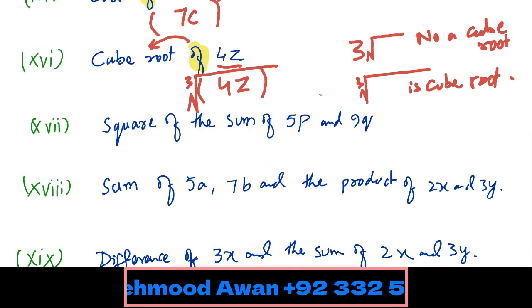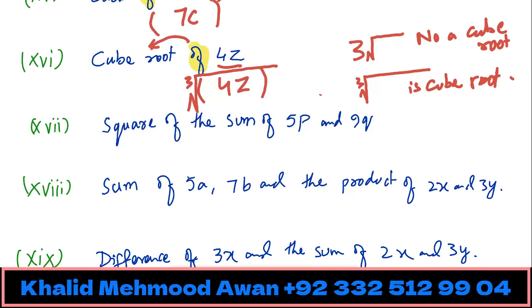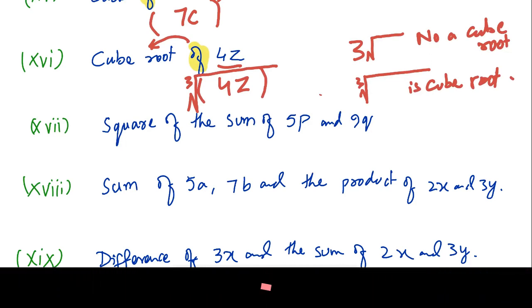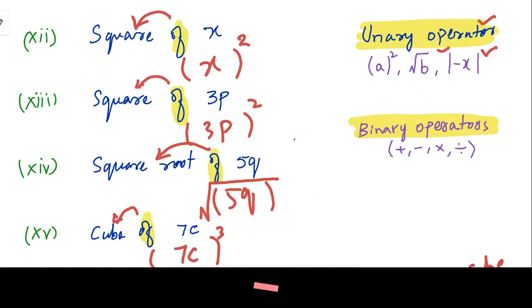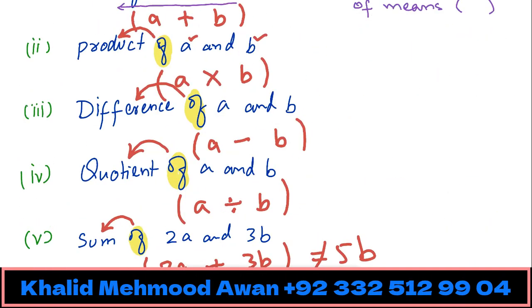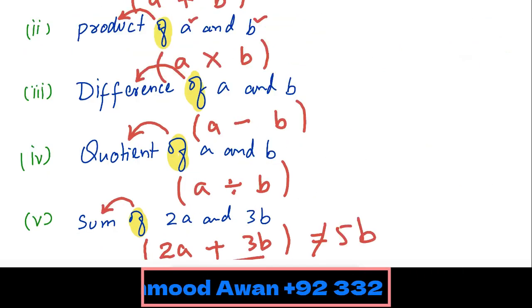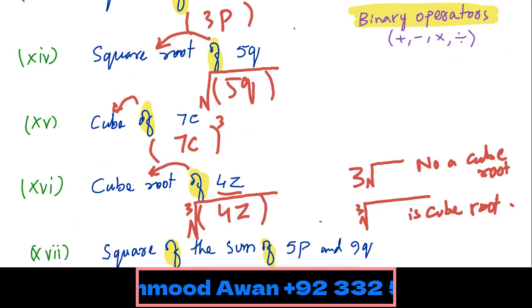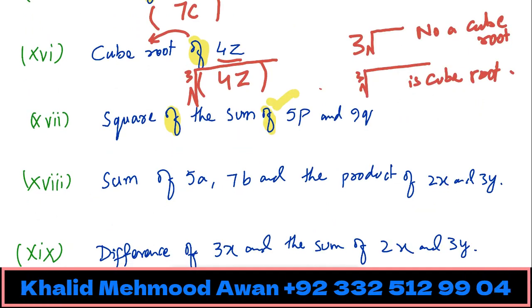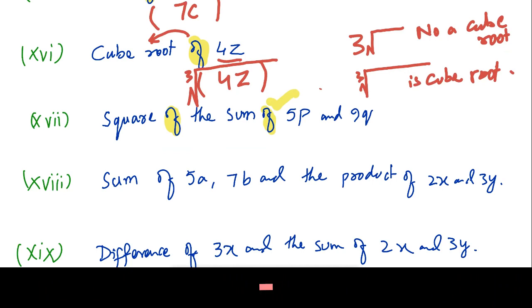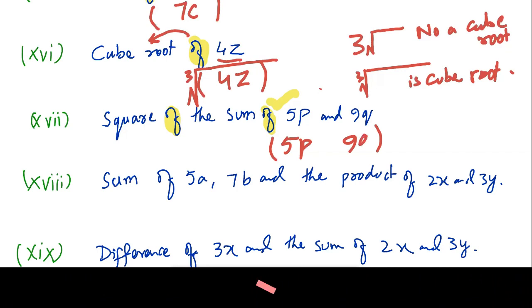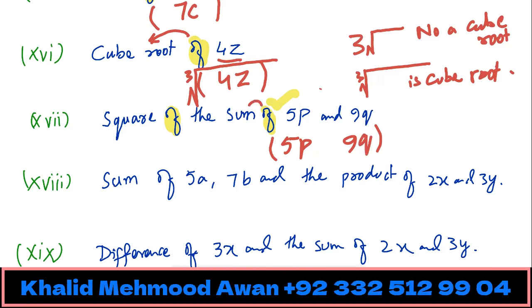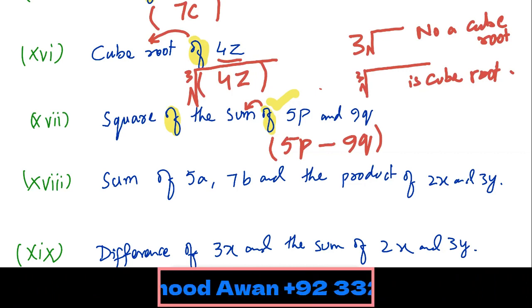Now come to the statement which is the square of the sum of 5p and 9q. Now you can see that there are two "of"s, one "of" and a second "of". So here we'll be reading backwards, as we have discussed, and that will help us to convert it. So we'll read the first "of", and the first "of" means a bracket till the end of the statement, and there are two variables which are 5p and 9q. Before "of" there is the word sum, so it means the sign between them is a plus sign.